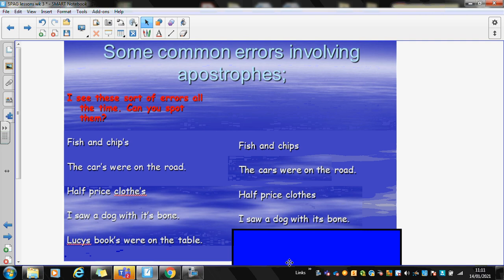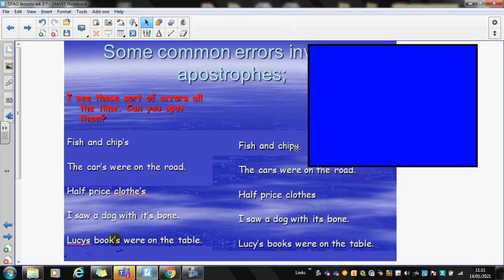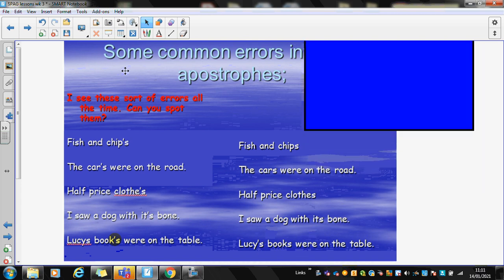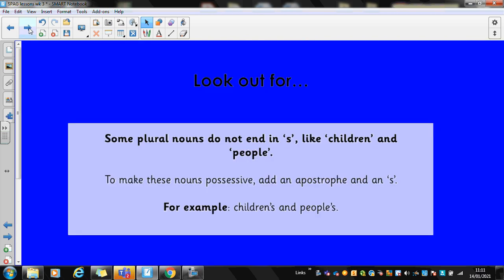Okay, we've actually found where we do need an apostrophe now. Lucy's books were on the table. Does anything belong to the book, though? Nothing belongs to the book, so we don't need the apostrophe in the word book. The books belong to Lucy, and there's only one Lucy, so the apostrophe should go after the word Lucy. Lucy's books were on the table. Well done if you spotted those mistakes.